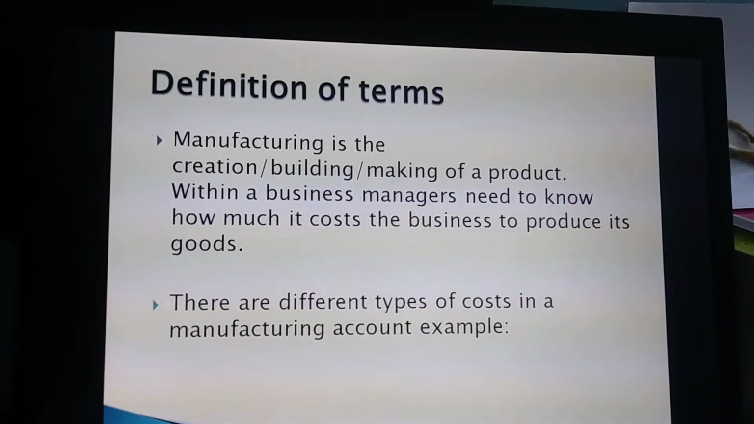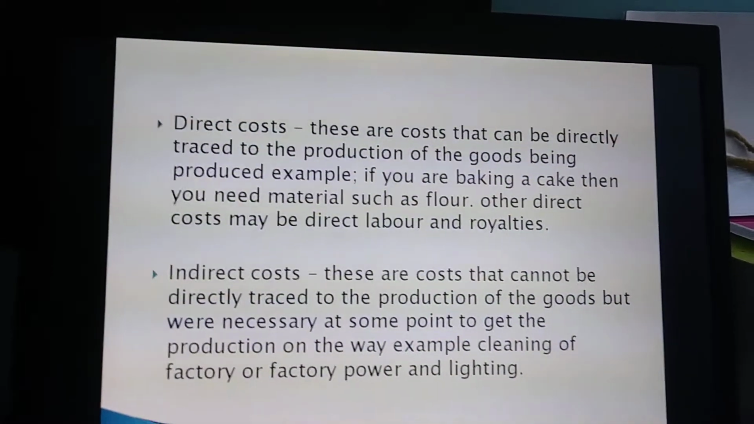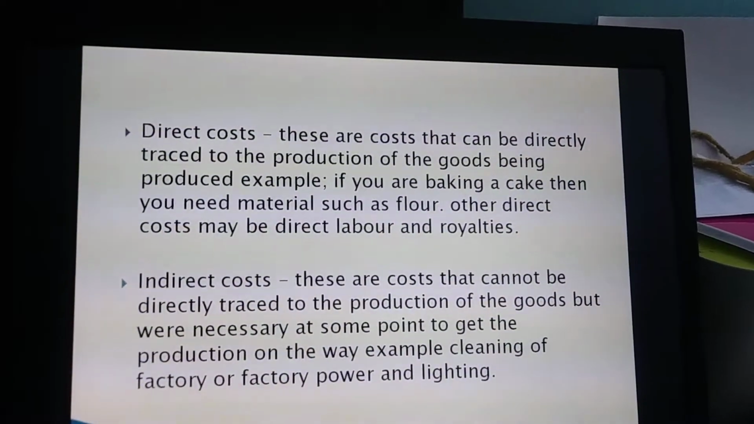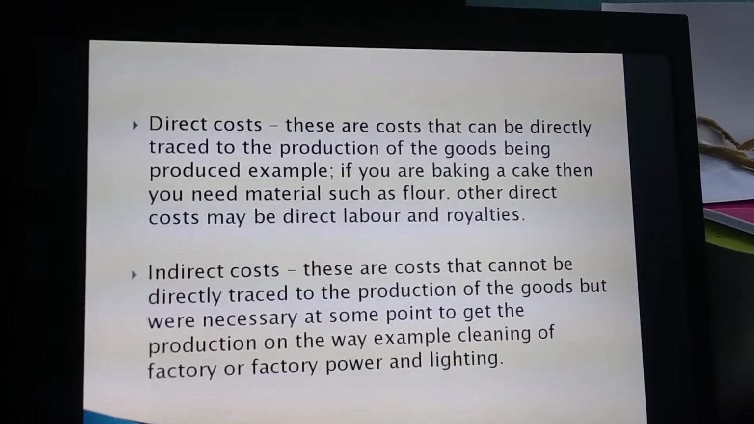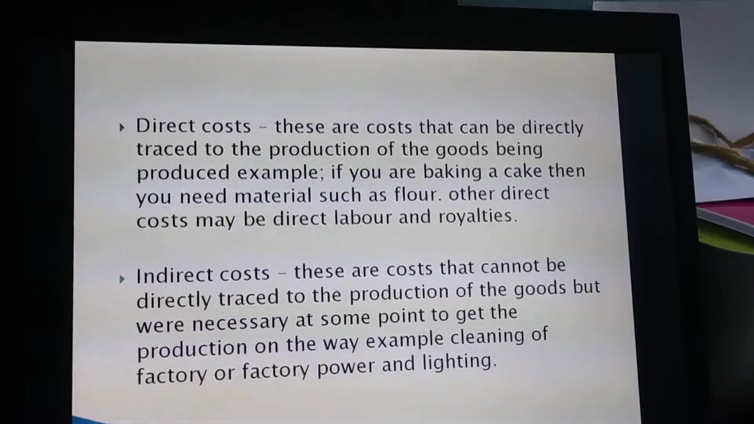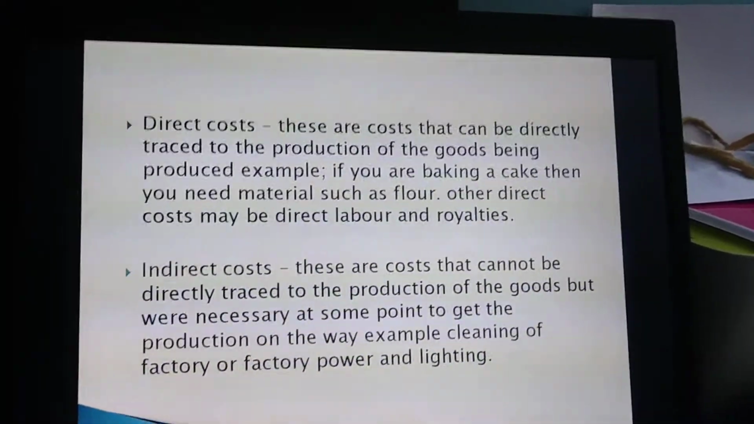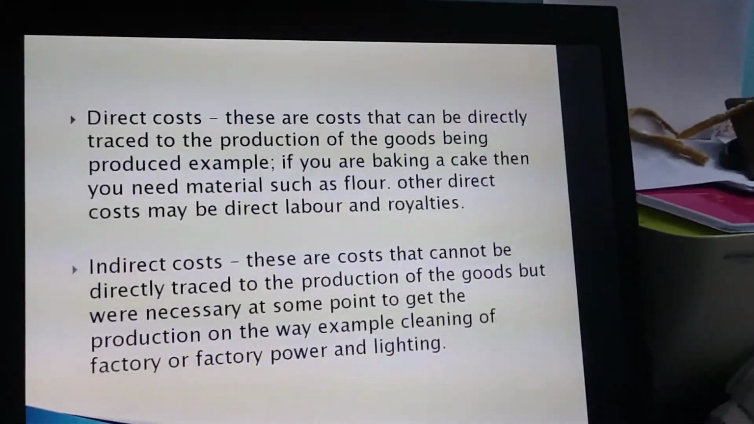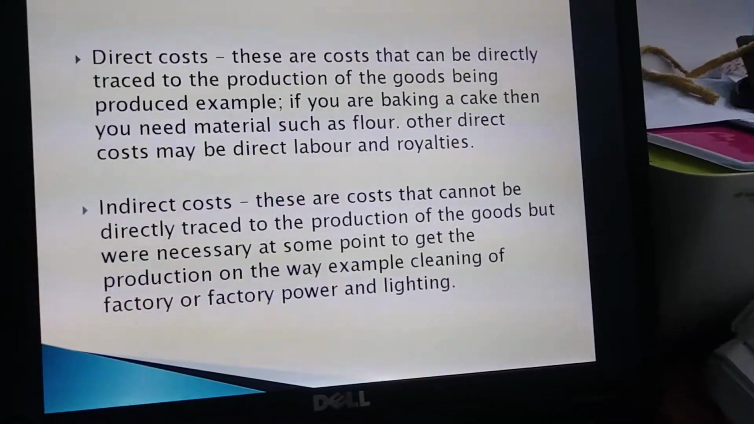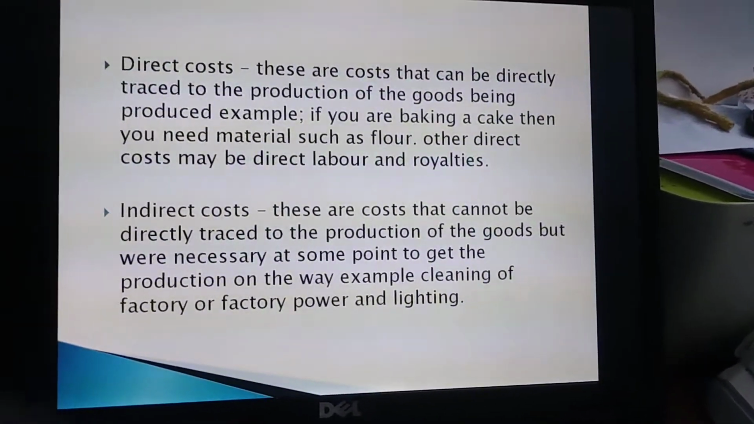There are different types of costs in a manufacturing account. Now you may ask, what are these types of costs? They include direct costs, which of course are those costs that can be directly traced to the production of the goods. You know that they're actually a part of it. For example, if you're baking a cake, flour is a must, sugar is a must, right? And the person who is going to bake the cake, who is going to mix the ingredients, of course, that represents your labor. So that would be a part of the direct cost. And then you have royalties, of course. Persons want to know that they own their product.